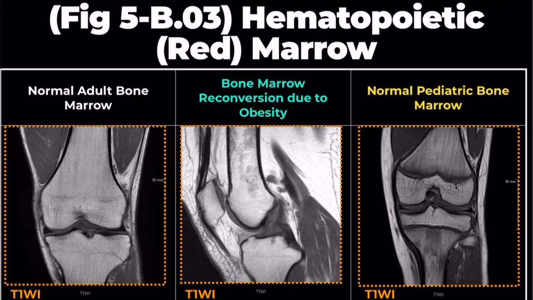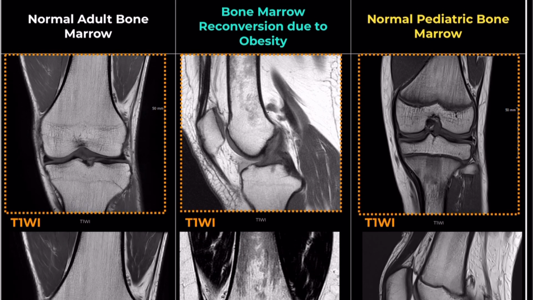Today, we'll discuss hematopoietic red marrow in MRI imaging, focusing on two cases. This information is crucial for accurate diagnosis and differentiation from pathological conditions.